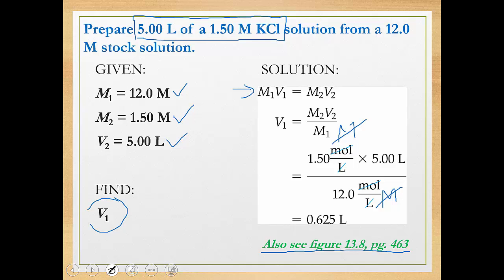So I need 0.625 liters, or 62.5 milliliters, of stock solution to make 5 liters of what I'm looking for. How would I make that? I'd measure out 62.5 milliliters of my stock solution, pour it into my volumetric flask that's 5 liters, and then add water and mix thoroughly. That would give me the solution that I'm looking for.